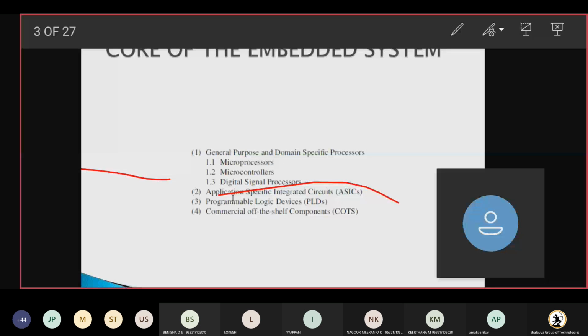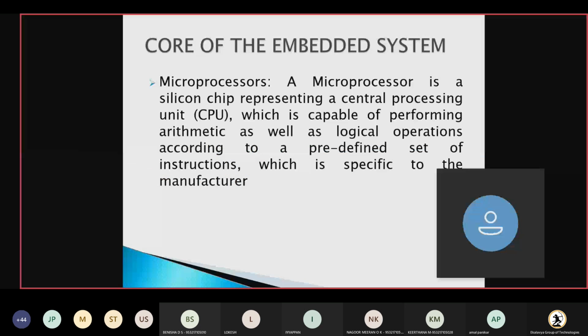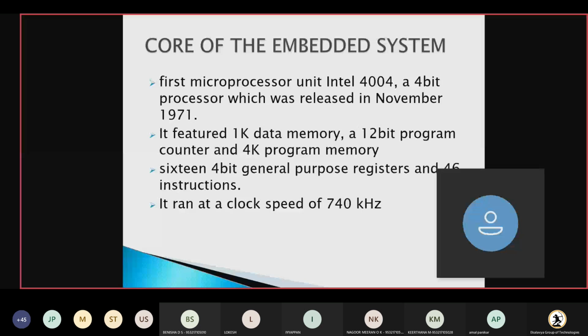So the first one is general purpose versus specific domain. Now you can see here we have the core of the microprocessor. We have seen the microprocessor. What is a microprocessor? It is nothing but one chip that is entirely connected, and that is called a microprocessor. It is capable of performing all the logic, depending upon the manufacturer. We have seen about this.